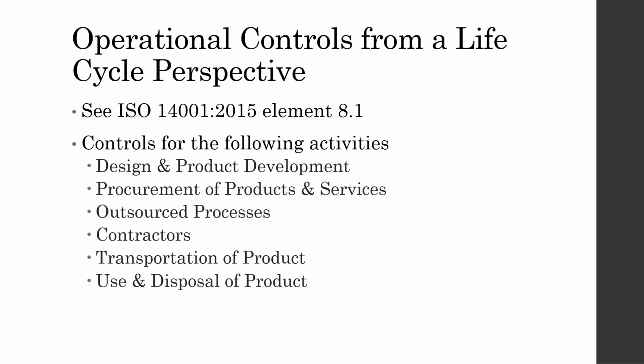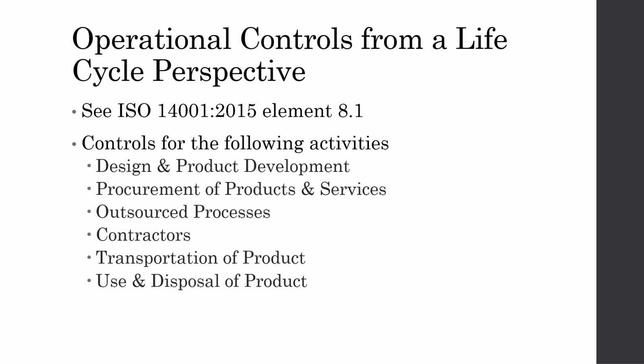So in 8.1, it says we're going to establish the environmental controls, or environmental requirements, associated with either the design of our product or product development. We're going to identify the environmental requirements for the procurement of goods and services. We're going to control or influence the environmental impacts of outsourced processes. If you outsource painting of a part, heat treating, assembly, or any process that you outsource, how do you control the environmental impacts associated with that work?